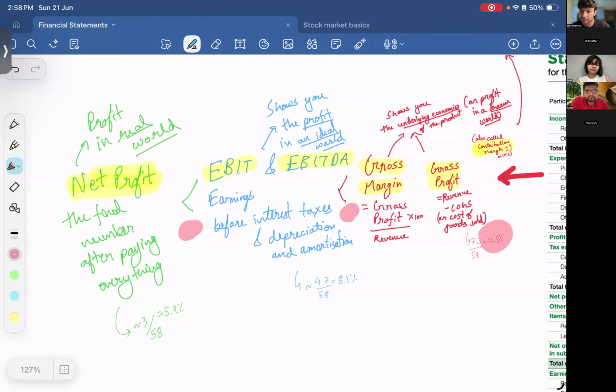So that's your ideal profit. And then obviously, net profit is the real profit, where after you pay off for everything, what's the money that is left on you? Ideal world equal to Dubai.